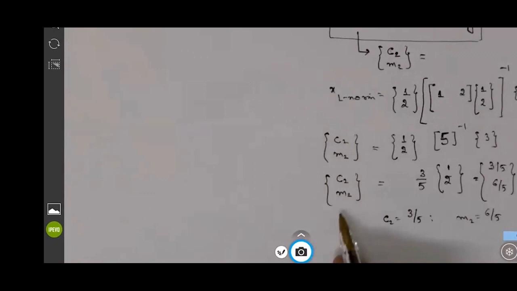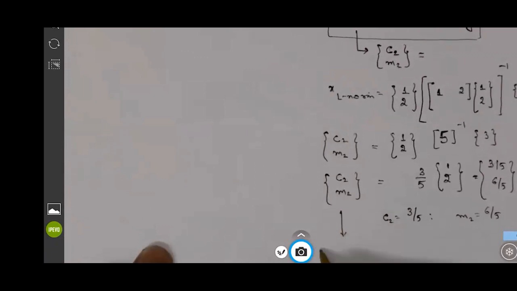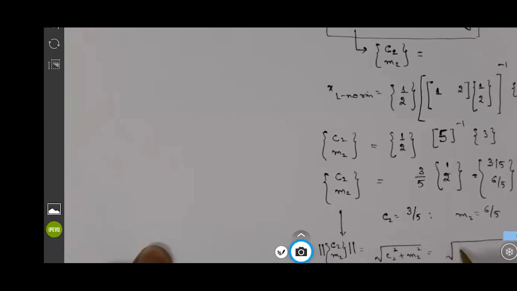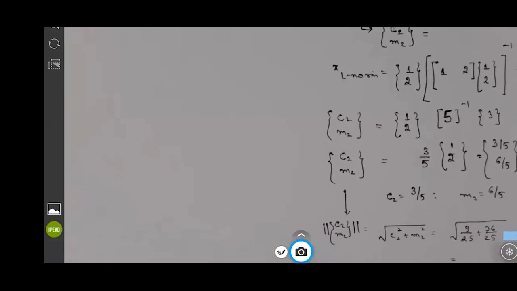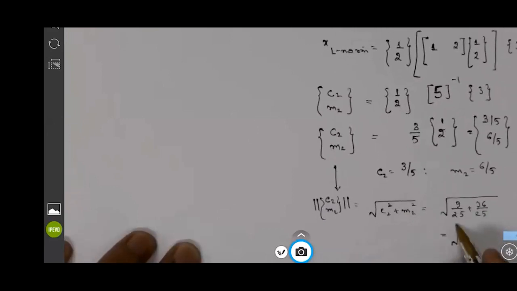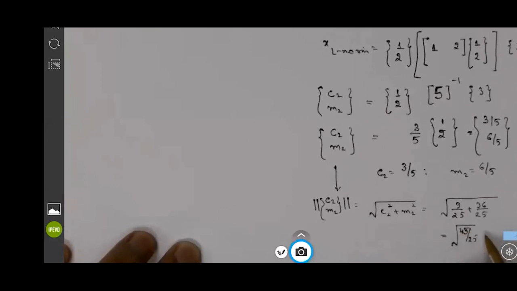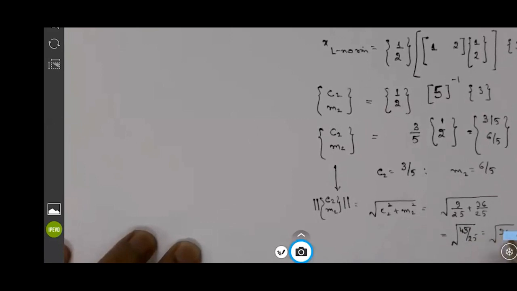Okay, so now I got this vector. Now what would the L2 norm of this vector be? If I have to find the L2 norm of this vector, what is the length of this? It will be the square root of C2 squared plus M2 squared. So what do I get? Square root of 9 over 25 plus 36 over 25. Can somebody tell me what the number would look like? It is square root of 45 over 25 actually.